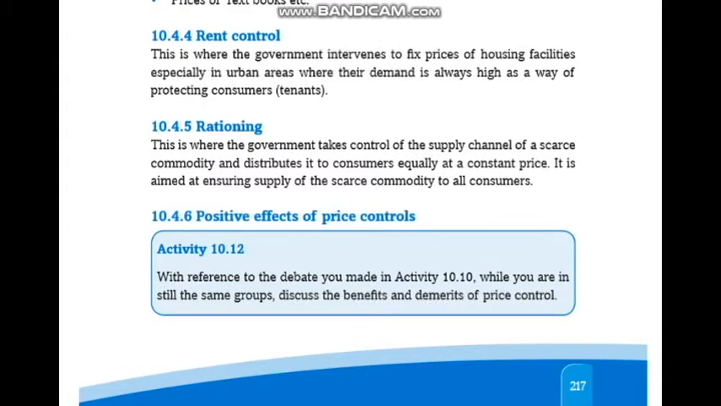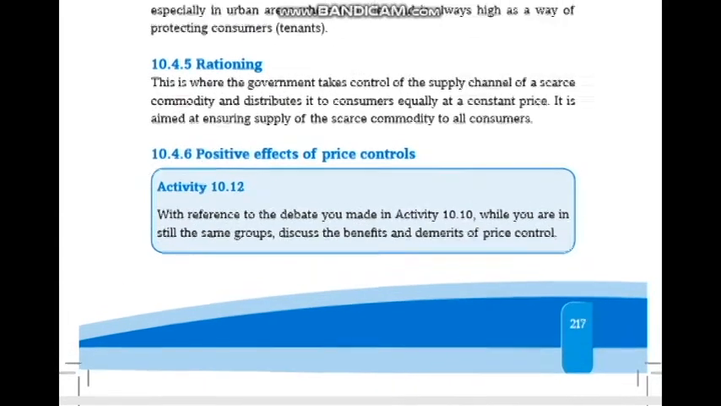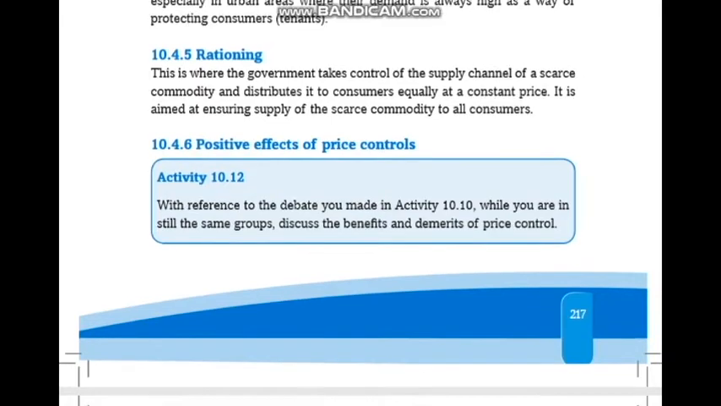Rent control. This is where the government intervenes to fix the price of housing facilities, especially in urban areas where demand is always high, as a way of protecting consumers or tenants. Rationing. This is where the government takes control of the supply channel of a scarce commodity and distributes it to consumers equally at a constant price. It is aimed at ensuring supply of the scarce commodity to all consumers.